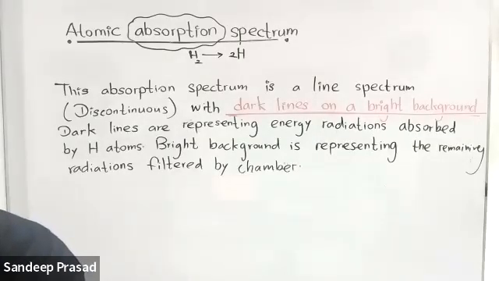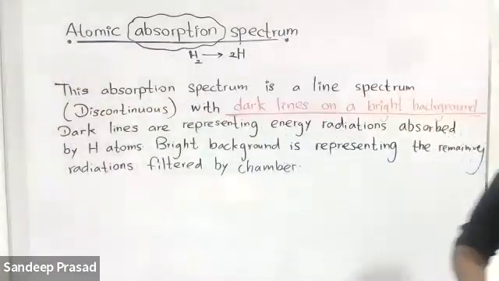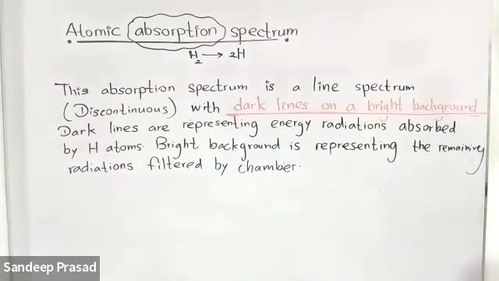Are we done? Okay, good. Right. Now I'm going to erase this one. This absorption spectrum is a line spectrum with dark lines on a bright background. Dark lines are representing energy radiations absorbed by hydrogen atoms. Bright background is representing the remaining radiations filtered by the chamber.